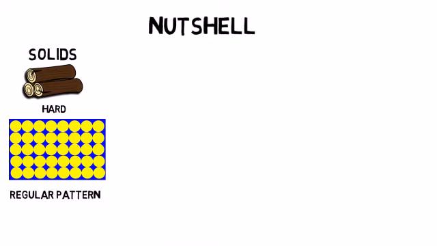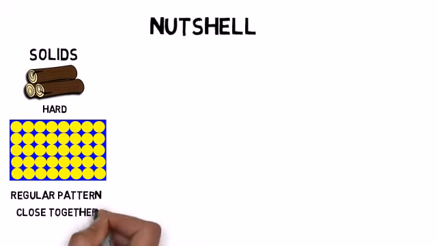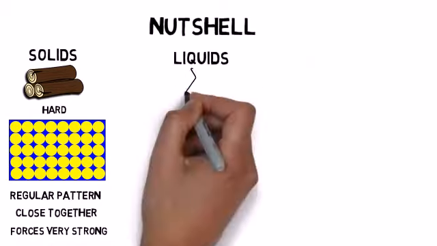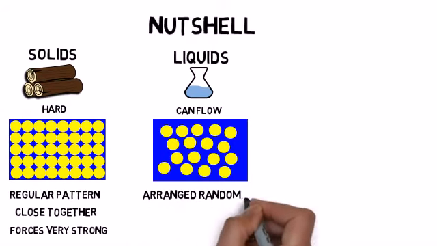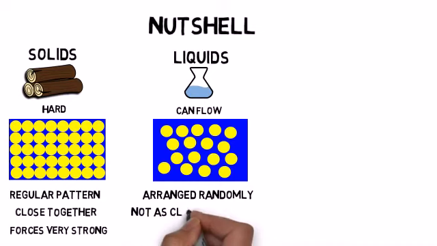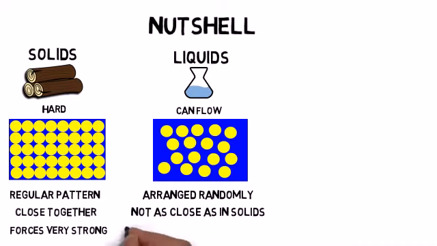So, in a nutshell, solids like wood are hard because the particles are arranged in a regular pattern. They are close together and the forces between the particles are very strong. Liquids like water can flow because the particles are arranged randomly. They are not as close as in solids and the forces between the particles are not as strong as in solids. Therefore, it allows them to flow.